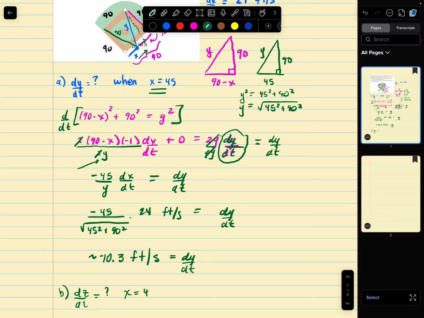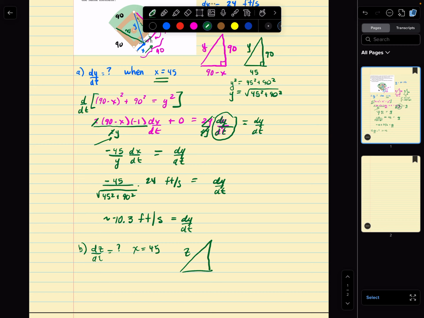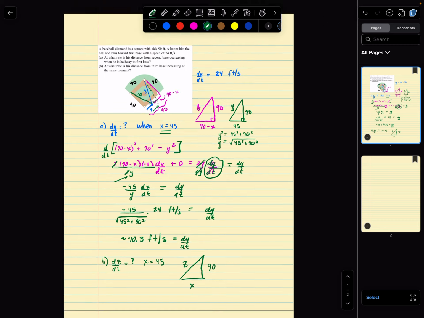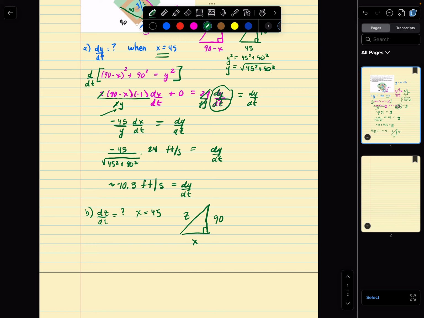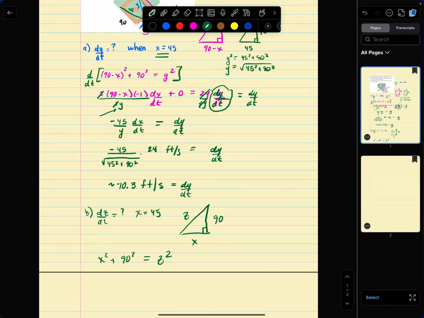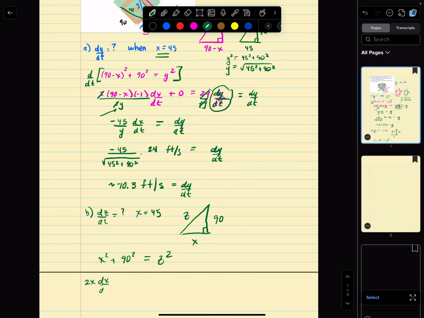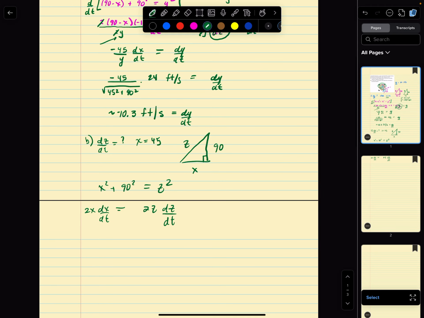So let's look at the triangle we get this time. We now have z, x, and 90. Instead of 90 minus x, we have x. That's our right triangle here. So we do the same thing. We create our equation. x squared plus 90 squared is equal to z squared. We take the derivative of both sides with respect to t. We get 2x dx/dt plus 0 equals 2z dz/dt. And again, we solve for dz/dt by dividing both sides. Notice those 2's cancel. So we have x over z times dx/dt is equal to dz/dt.